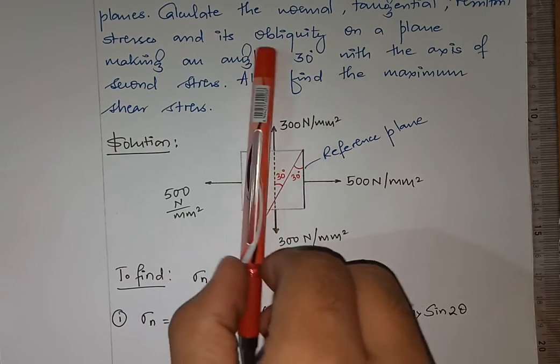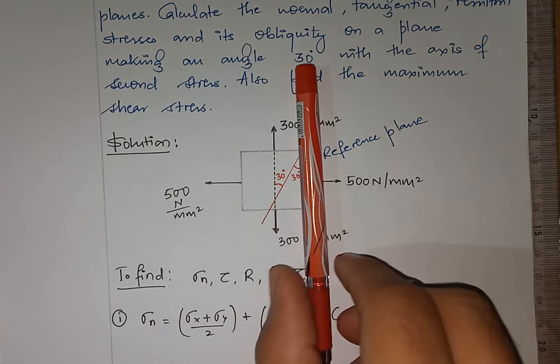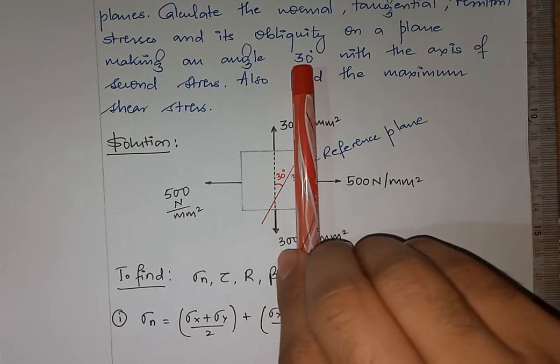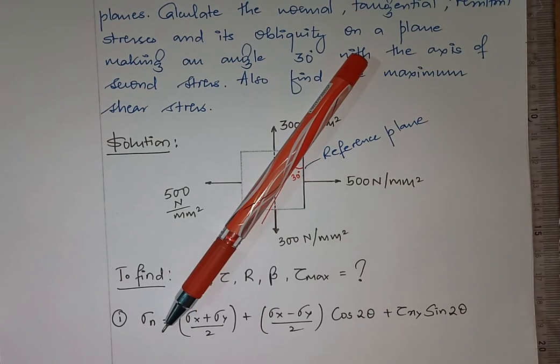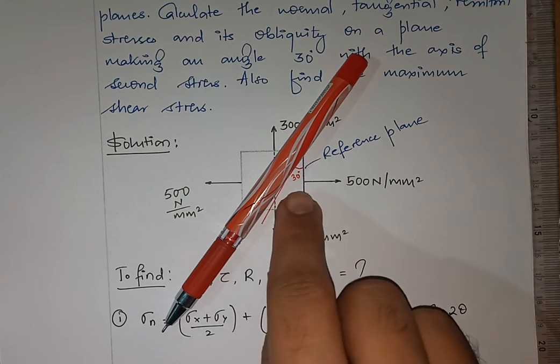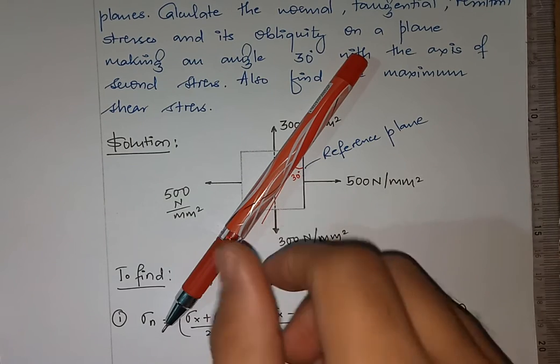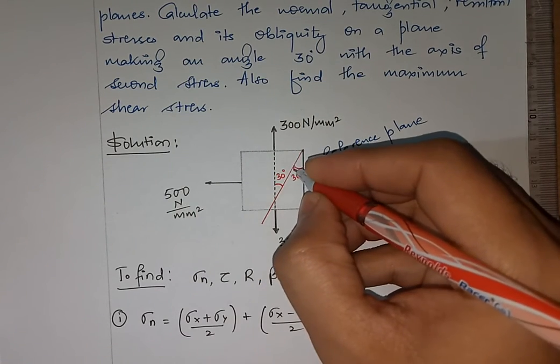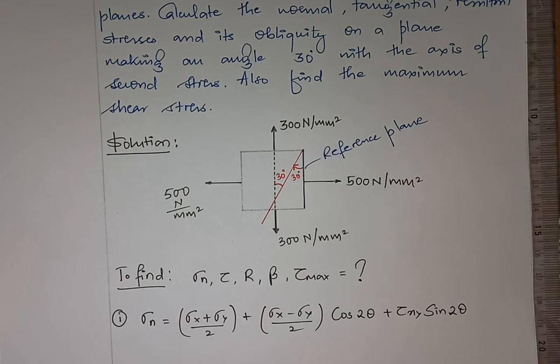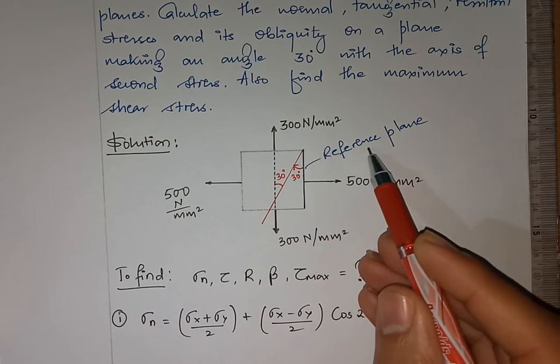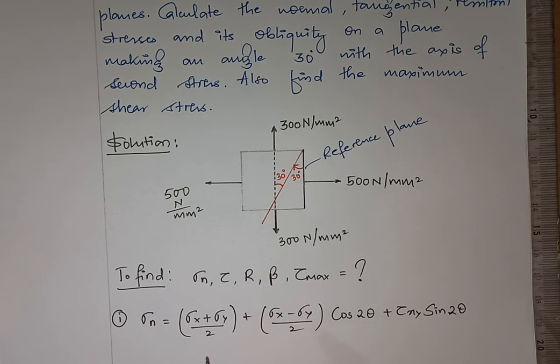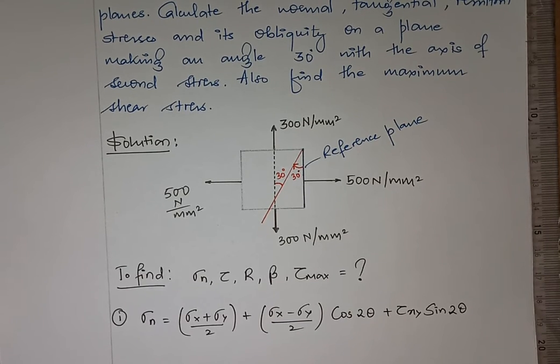Try to understand, this is my reference plane. If I want to draw the oblique plane, I need to move in this direction. By how much angle? By the angle of 30 degrees. So I should move in this direction, which is clockwise direction with respect to the reference plane. So theta should be taken as positive. So theta is equal to plus 30 degrees.